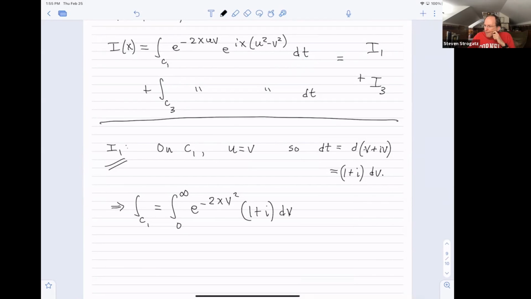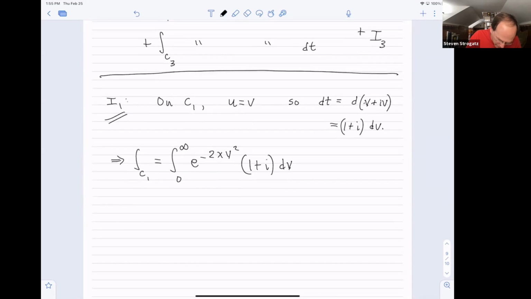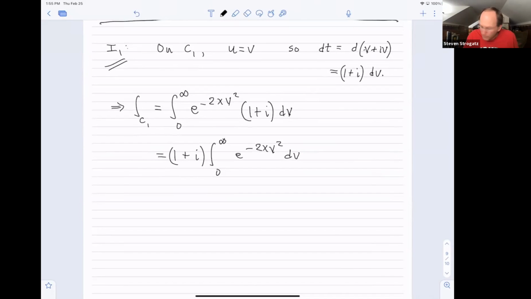And, well, I can factor out the 1 plus i. And then you'll notice I have a Gaussian integral sitting there, which, you know, Laplace's method wants to eat for breakfast. Actually, we don't need Laplace's method because we just have an exact Gaussian integral that we can read off the answer with gamma functions or whatever we've memorized. The polar coordinate trick, do it however you want. Anyway, so this comes out to be 1 plus i, and then this integral gives me 1/2 square root of pi over 2x.